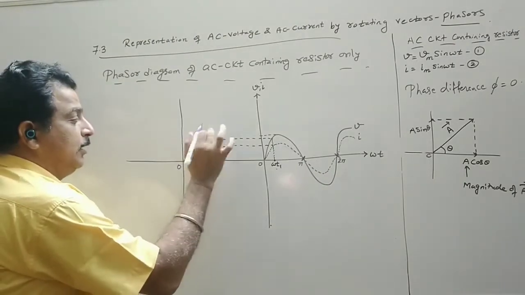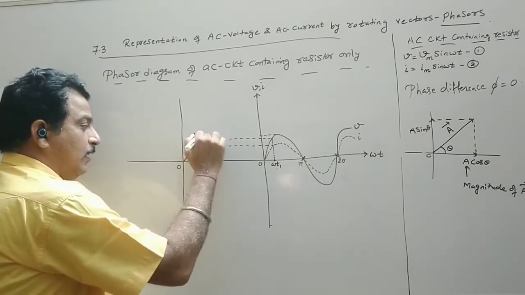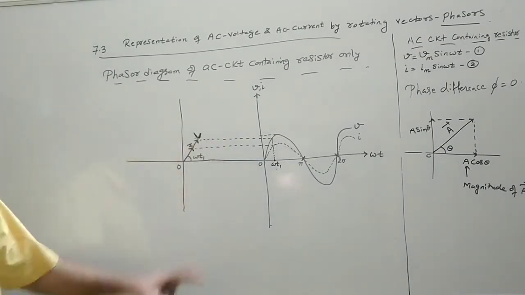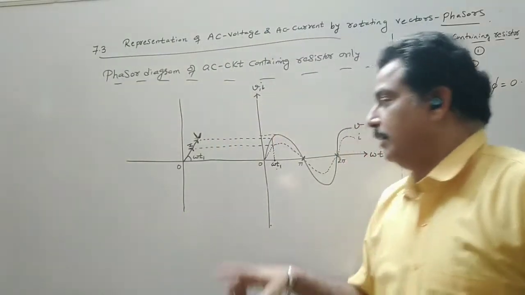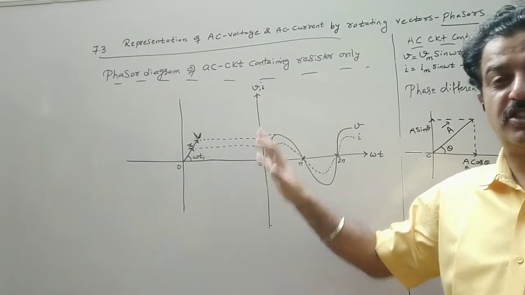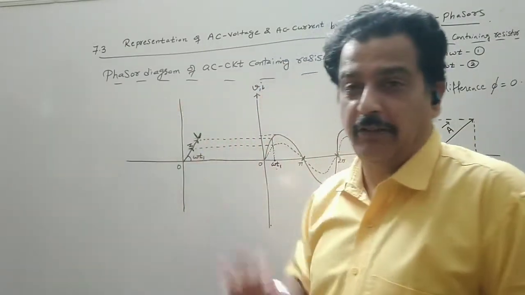One is V and one is I, and they are overlapping. So what is the phase difference between them? The phase difference is 0. Now as V rotates, the I will also rotate.